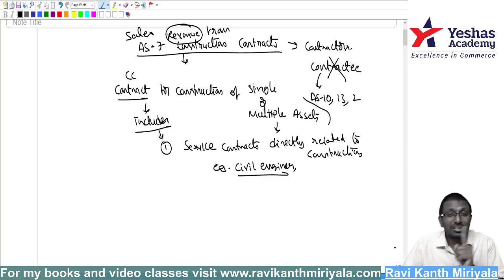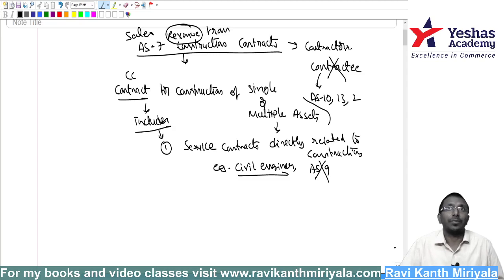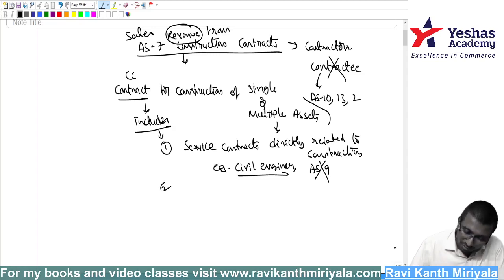That fee is not dealt with by Accounting Standard 9. It is dealt with by Accounting Standard 7. Why? Because the civil engineer's work is directly related to construction. Even a labor contractor's work is dealt with by this standard. He also has to record his income, revenue, as per Accounting Standard 7, but not as per Accounting Standard 9. And not only that, it is a contract for destruction also.